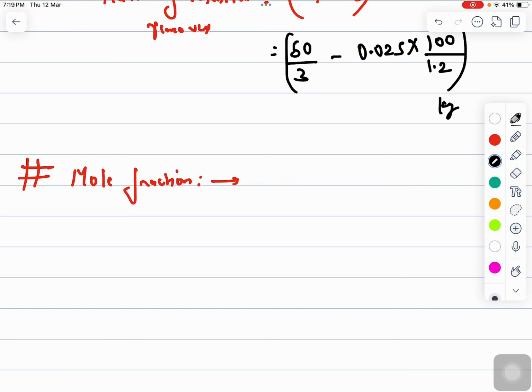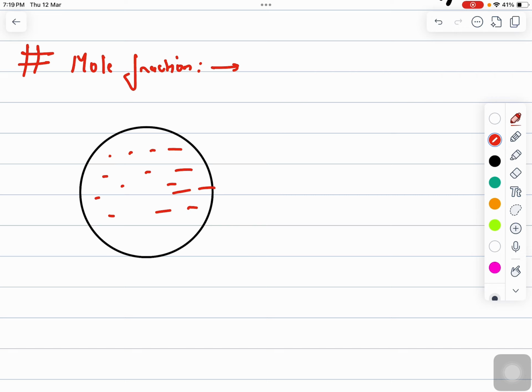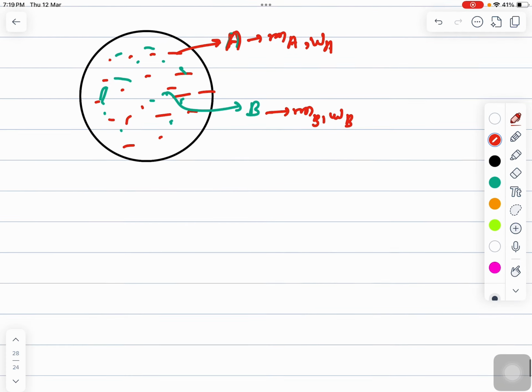How do we calculate the mole fraction? Let's say I will be talking about the binary component system. Let's say there are two components. This one is the red one, and then there will be the green one. So the red one is A and the green one is your B. If I am calculating, A's molecular weight is MA and weight is WA. B's molecular weight is your MB and weight is WB. Right.